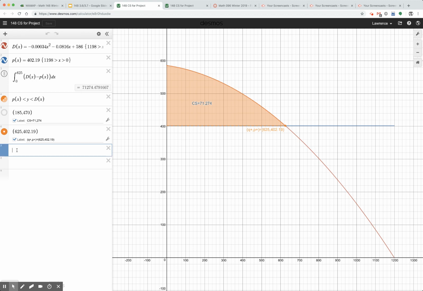The way I do this, I would type in int, and it inserts the integral symbol for me. The lower limit of integration is 0. The upper limit of integration is 625. Because I've already defined the demand function and the flat price function in terms of function notation, I can just type in the function D of X. It's going to know to go grab this up here. Subtract off the flat line function, P of X, and then make sure I put in dx so it does the calculation for me. And there we have it. So that's how you can use Desmos to compute this and check your answer.